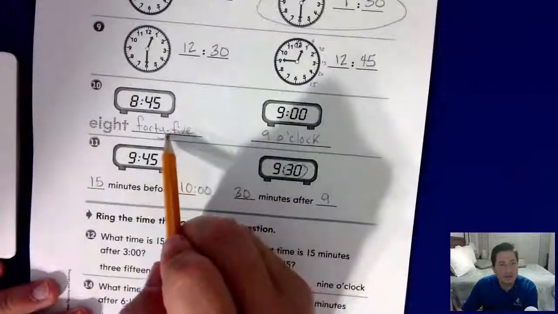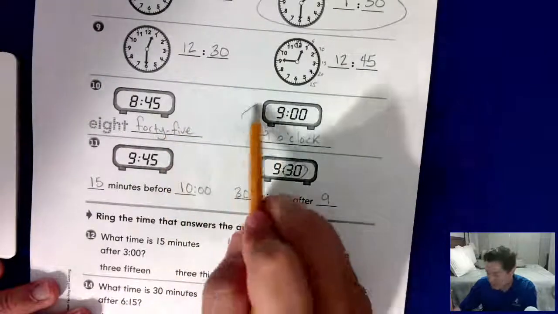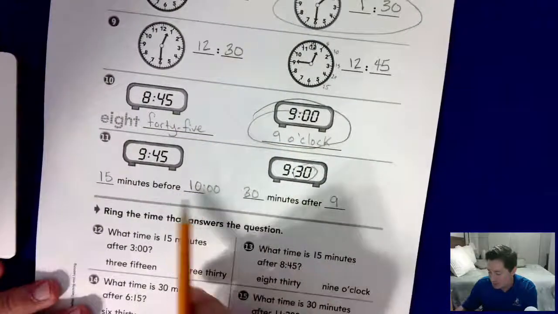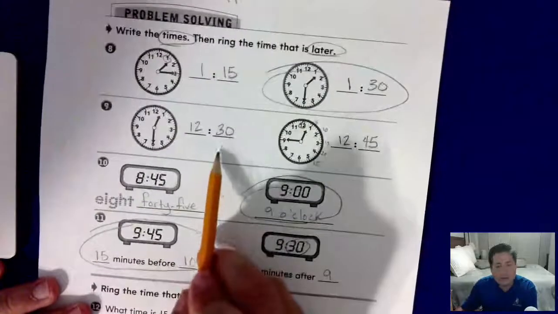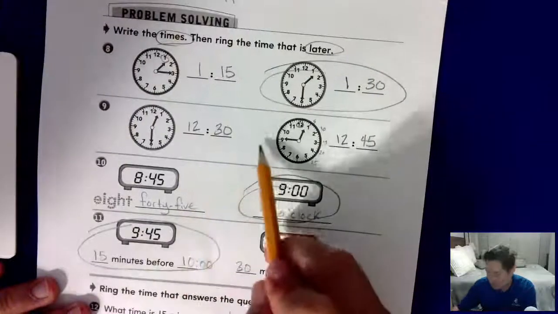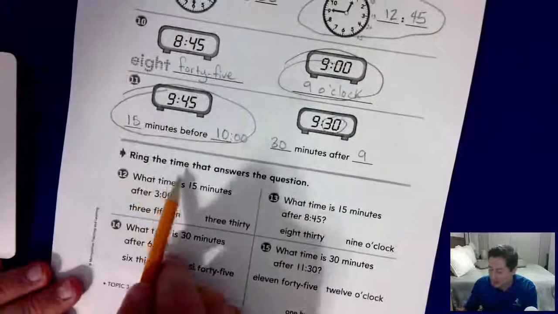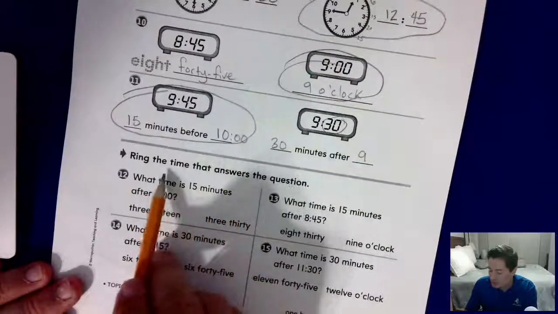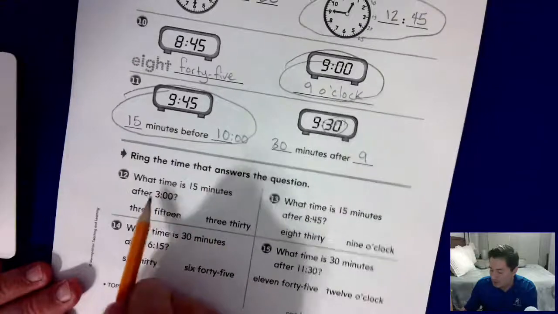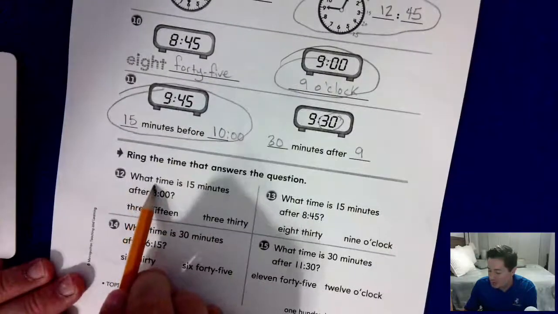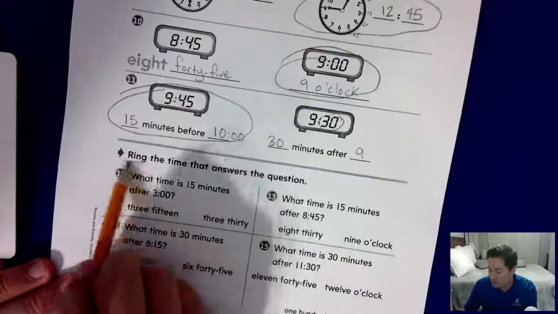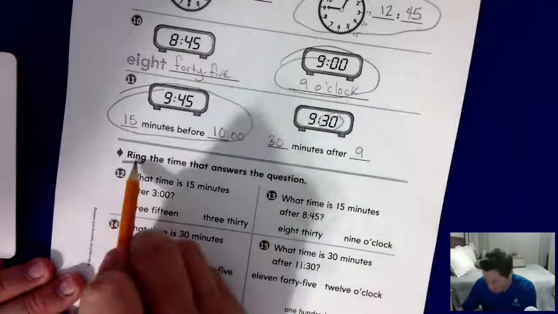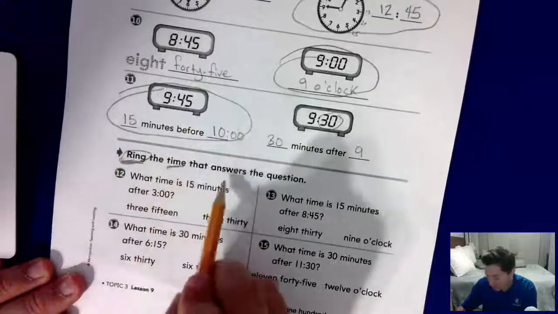Alright, so 8:45, 9 o'clock is later. 9:45 is later. If we go up here, which one's later? 12:45 is later. Alright, the time that answers the question. So ring the time that answers the question. So ring just means circle.